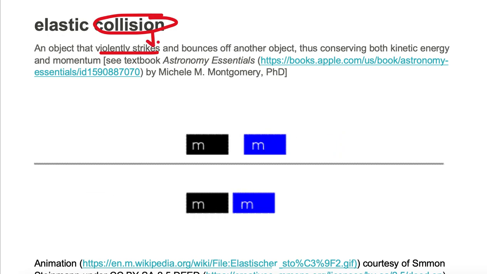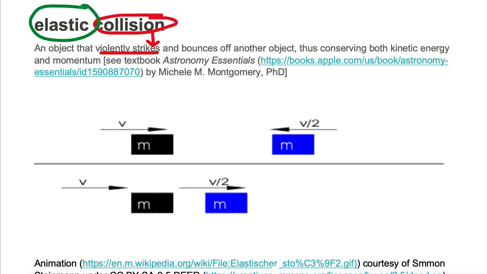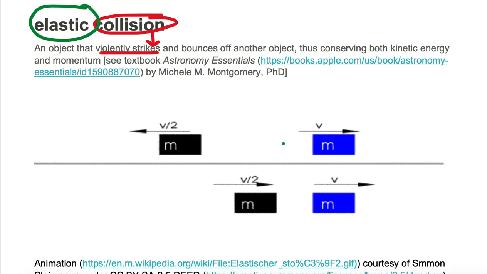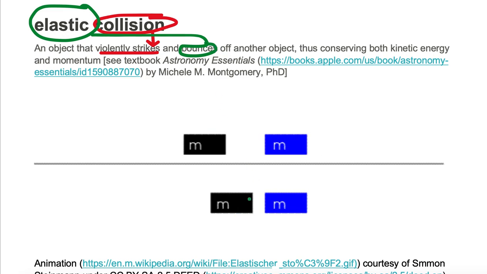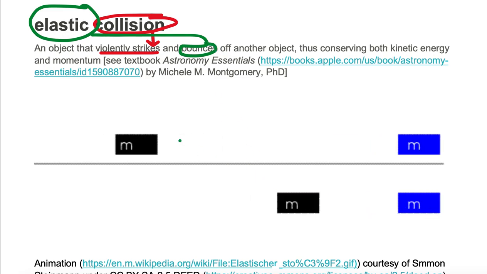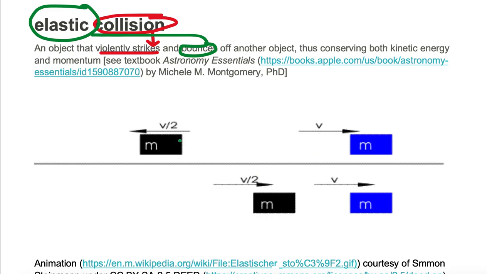is whether they are elastic in nature. Elastic means that they're going to bounce off of one another. In both cases, you see the collision is elastic, where the two blocks bounce off of each other.